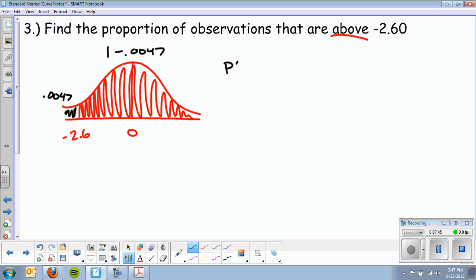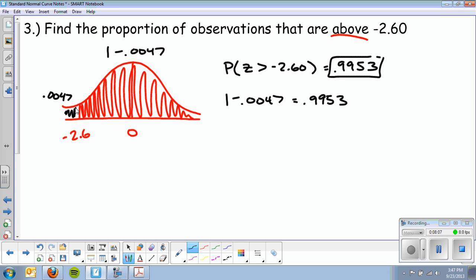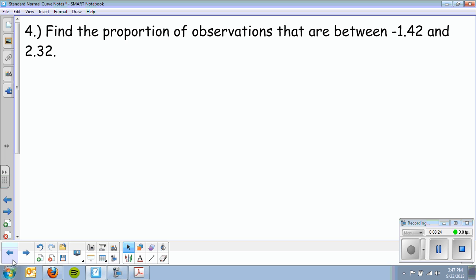So the probability that z is greater than negative 2.60 is 1 minus 0.0047, which is 0.9953. And that, again, backs up my graph. I come over here and look at my graph. This is a big shaded area. So this 0.99 makes sense here. 0.0047 doesn't make sense for this red area. That's why I have the graph. It really helps me out. Okay, that's to the right.